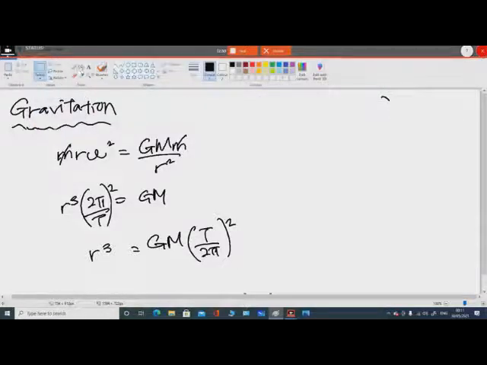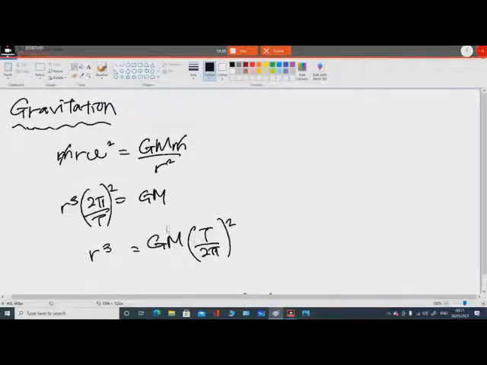Okay, let's proceed to the next part. From this formula, we know that m r omega squared is equal to the gravitational force. So we cancel each other and simplify it until we get this one.